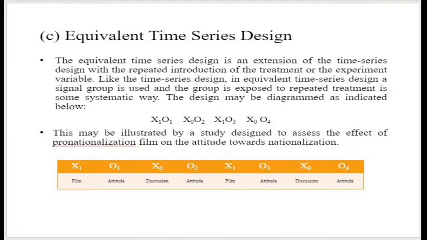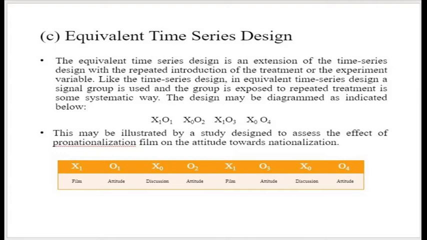Suppose the experimenter wants to study the effect of a pro-nationalization film on the attitude towards nationalization for a group of 12th class students. The experimenter shows the film to a group of students, X1. After that, he administers the measurement of the attitude change toward nationalization, observation 1. After a few days, the experimenter briefly discusses the general usefulness of nationalization with them in their class, X0. Again, the test of their attitude is made, observation 2.